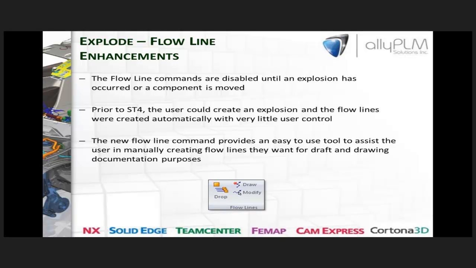Prior to ST4, the user could create an explosion and the flow lines were created automatically with very little user control. We offered a flow lines command which basically allows the user to extend the flow line, drag the flow line, or make adjustments to the shape of the flow line, but this was fairly limited.